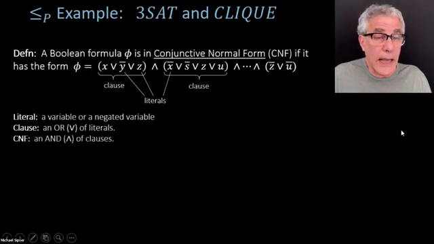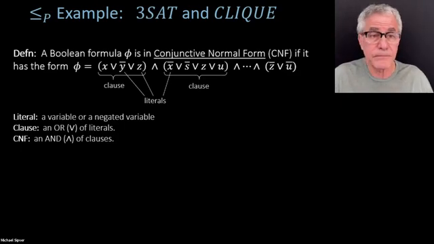Now, a conjunctive normal form formula, I guess they're both CNFs, is one that's written as an and of these clauses. So we take these clauses, which themselves are ors, we and them together, and we get a formula that's in conjunctive normal form. Conjunctive stands for and, I think. Conjunction is an and.